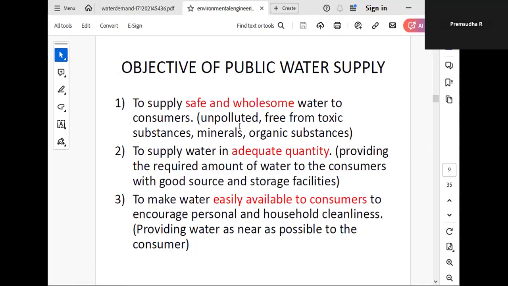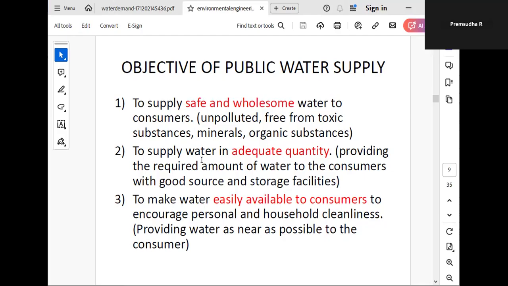Okay. What is the objective of public water supply? To supply safe and wholesome water to the consumers. That means unpolluted water, water free from impurities and toxic substances. Then to supply water in adequate quantity.